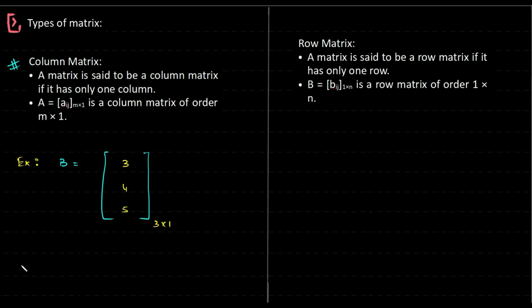That's your column matrix. Next we have the row matrix. A row matrix has only one row. Again, just know what they are. In time you'll understand how they are useful.